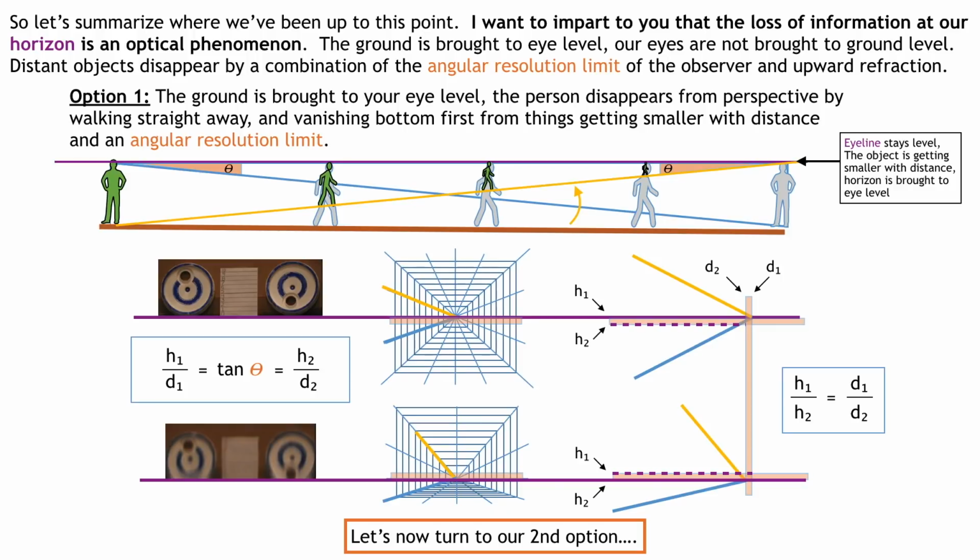We have our lid disappearing into the floor. We have some calculations that we can use to determine our horizon distance and or loss rate with height change. Let's now turn to our second option.